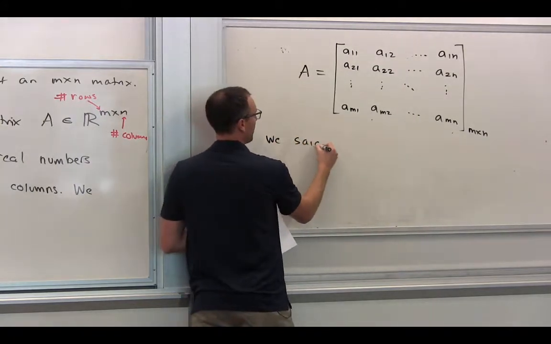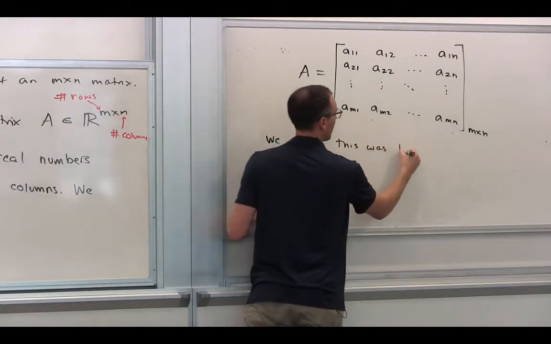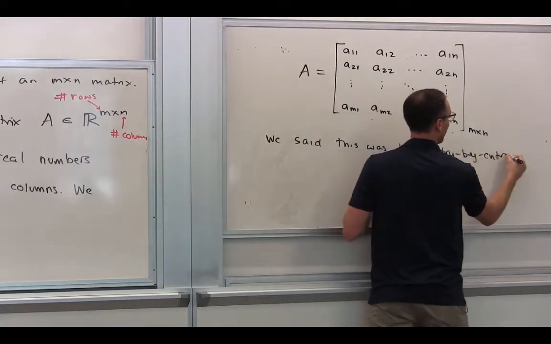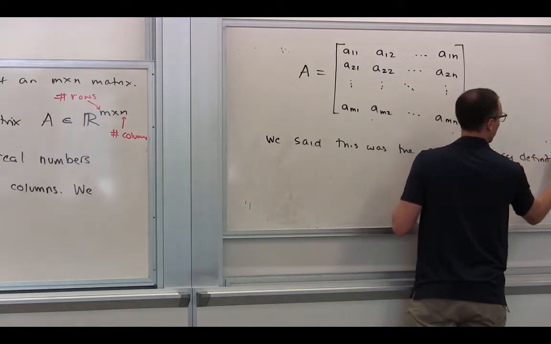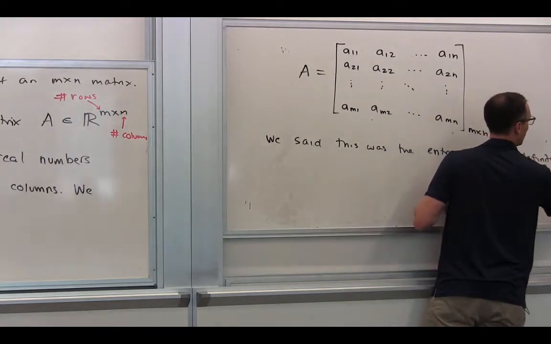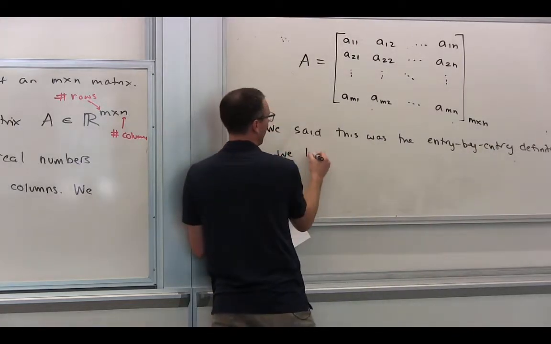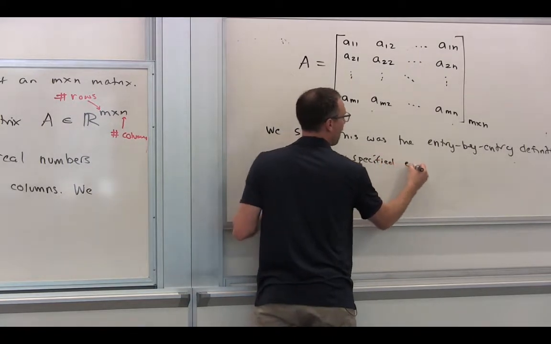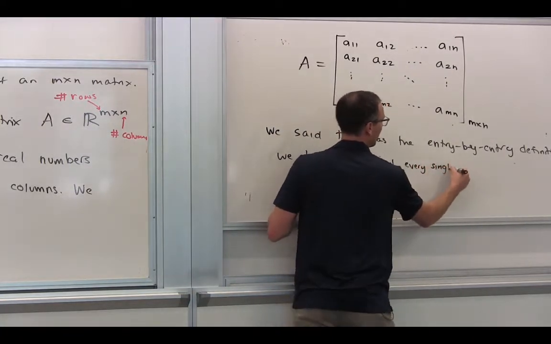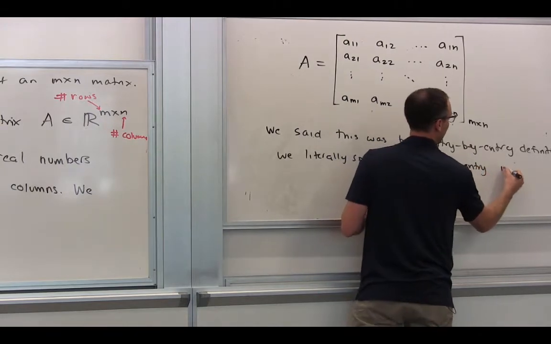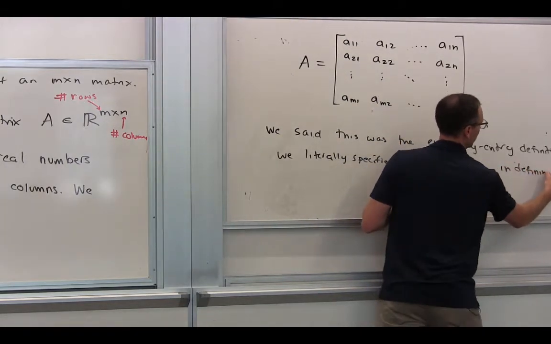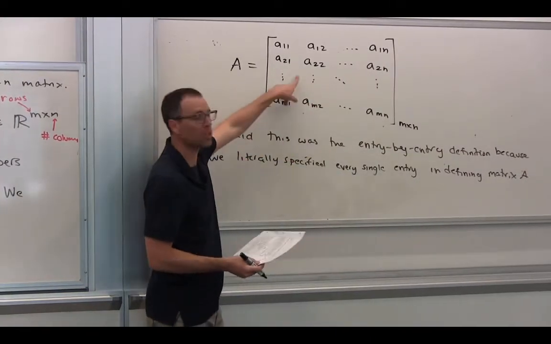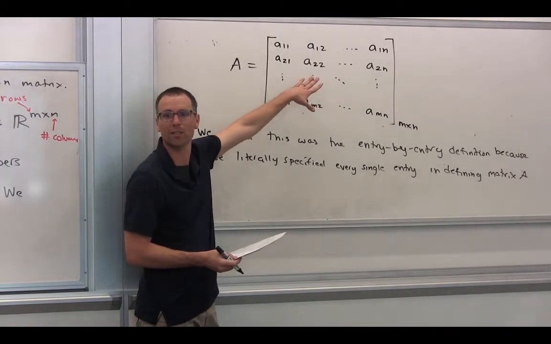We said this was the entry by entry definition because we literally specified every single entry in defining A, the matrix A. What do I mean by that? How many different entries would I have to define in order to construct this matrix?